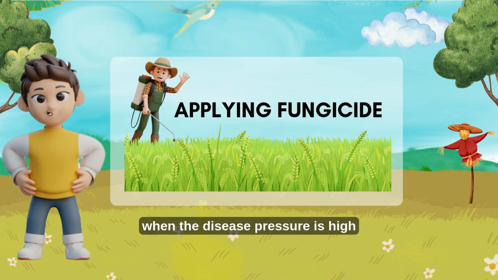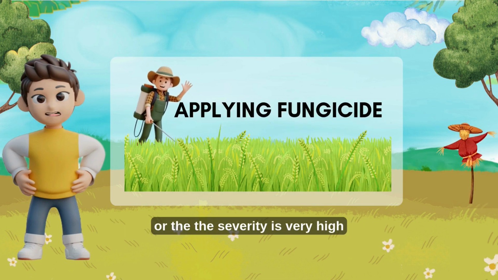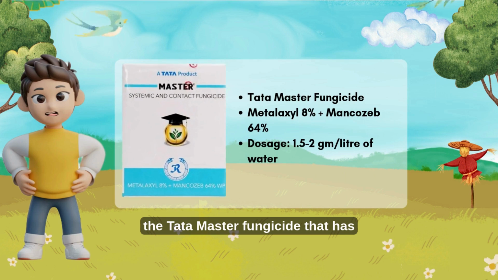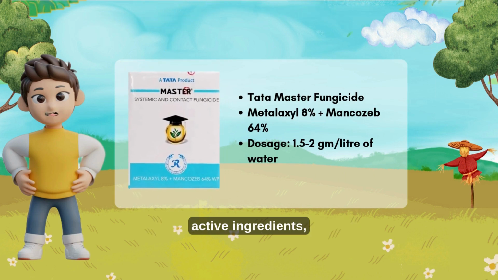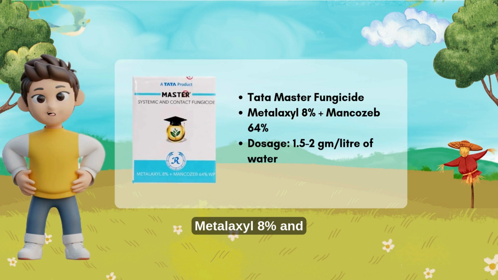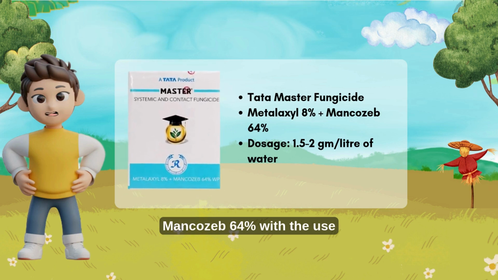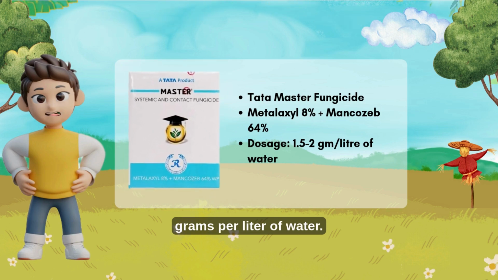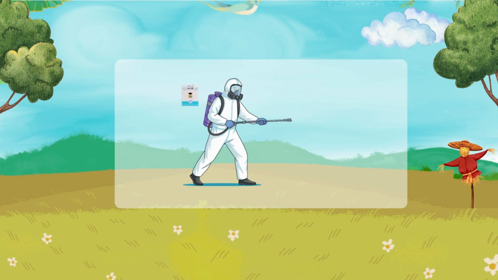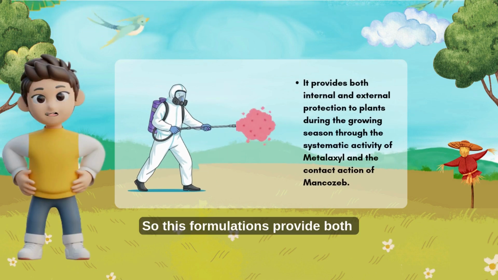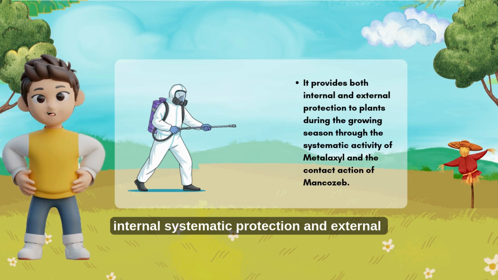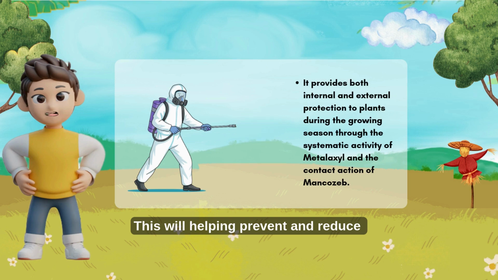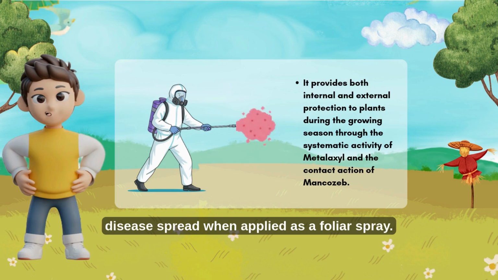So finally, when the disease pressure is high or the disease severity is very high, chemical control can be used, which is fungicide. For example, the Tata Master fungicide that has active ingredients metalaxyl 8% and mancozeb 64%, with a dosage of 1 to 2 gram per liter of water. This formulation provides both internal systemic protection and external contact action, especially during the growing season. This will help prevent and reduce disease spread when applied as a foliar spray.